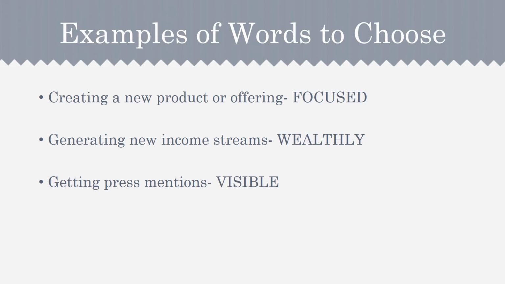Also, if you are going to be generating new income streams, your word could be wealthy. So you could focus on being wealthy and making decisions from an abundance mindset instead of from a lack mindset. My last example is getting press mentions. If your goal was getting a lot more visibility, your word could be visible. All of these are great ways to give you a helpful mantra or mindset throughout the 90-day increment, and also give you that filter to make sure that you're staying on task and focused.